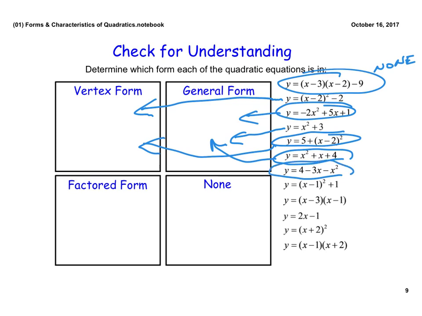How about this one? It's multiplied all the way out. It just looks a little strange, but it's general form. If it's been multiplied all the way out, it's general form. This one's got one parenthesis. What's that a clue? Vertex. This has got two sets of parentheses and nothing on the outside. That's your first factored form.